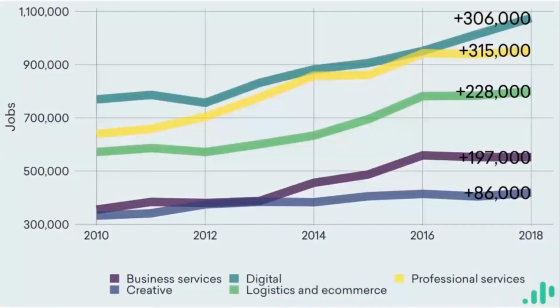On the flip side of that, the jobs we can really see getting traction and growing are business services, creative, digital, e-commerce and professional services, which is probably no surprise, but it's useful to see that in data format, particularly given the slide we've just looked at, that engineering is starting to decline across the nation.